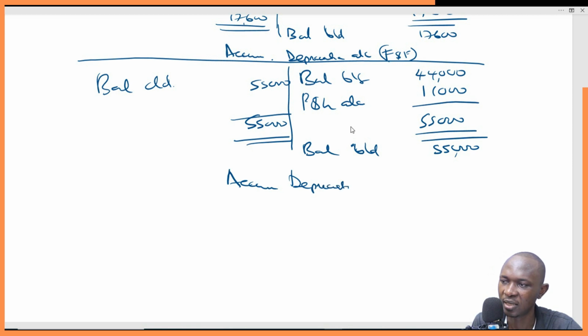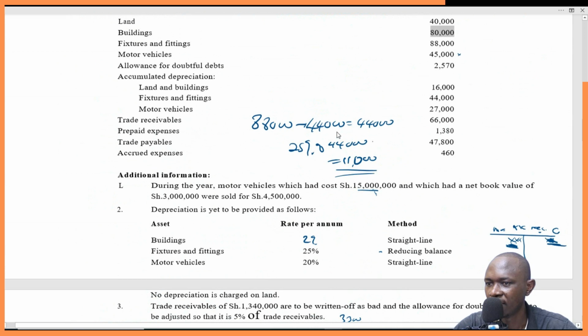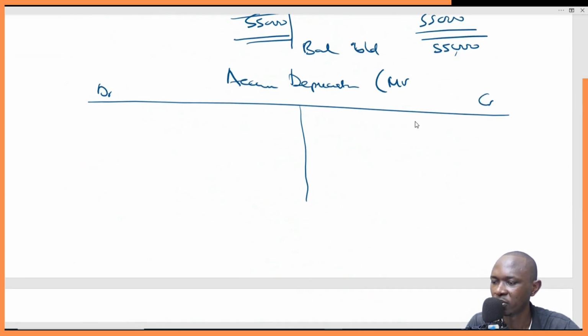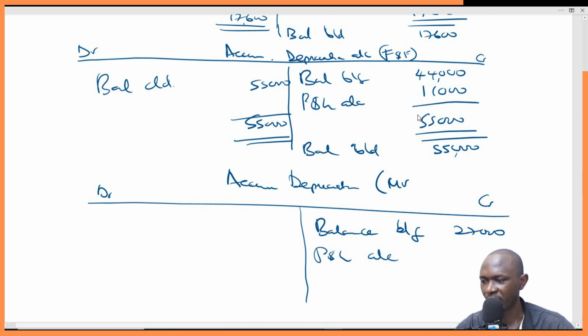So here we have, I think, motor vehicle, if I'm not wrong. Motor vehicle again. What we started with in accumulated depreciation is 27,000. So balance brought forward, 27,000. And then P&L, that is the depreciation for this particular year.